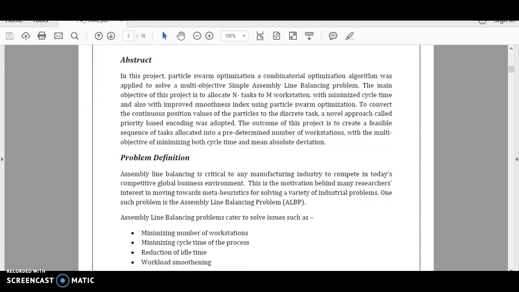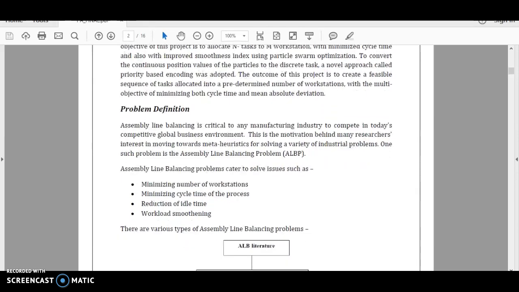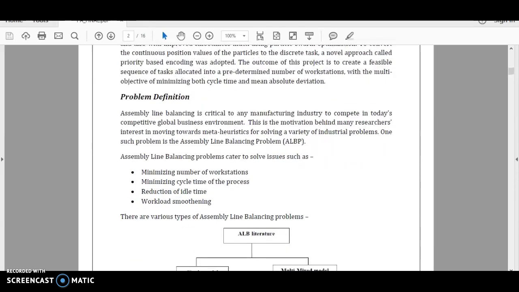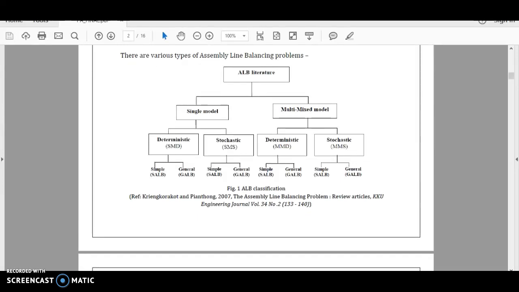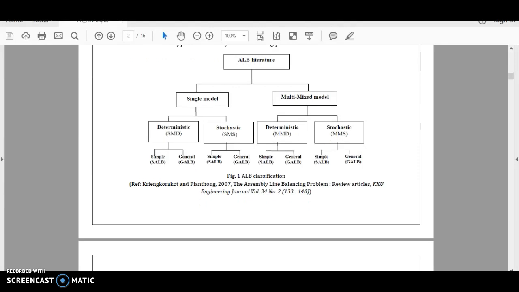So let me walk you through what the simple assembly line balancing problem is. It's basically an assembly line problem which caters to solving issues such as minimizing the number of workstations, minimizing the cycle time of the process, the reduction of idle time, and workload smoothing. There are several different types of assembly line balancing problems, as you can see on the screen right now. The one which we will be catering to is the simple assembly line balancing problem, which deals with a single model assembly.